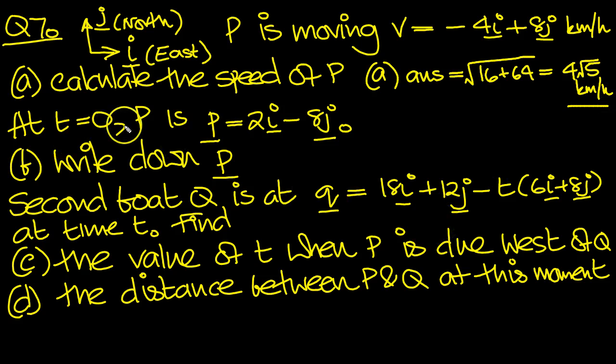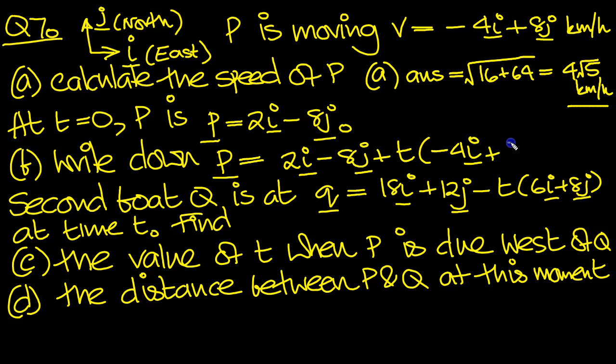4 root 5. At time t equals 0, P is at this point. Write down p. Okay, so it's moving with this velocity, and at t equals 0 it's at this position. So p will equal 2i minus 8j, that's its position, plus the time and the velocity vector, minus 4i plus 8j. So at t equals 0, 0 would go in here, and you get the initial position. And as t goes forward, it will be moving with this velocity. So this is the position vector for P.